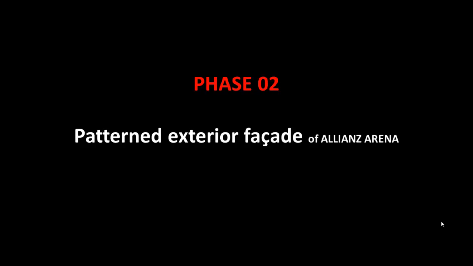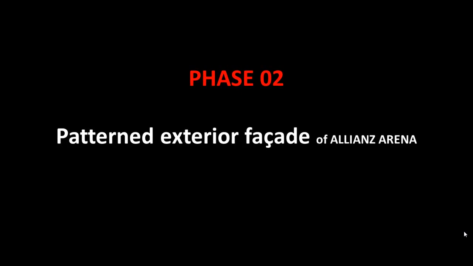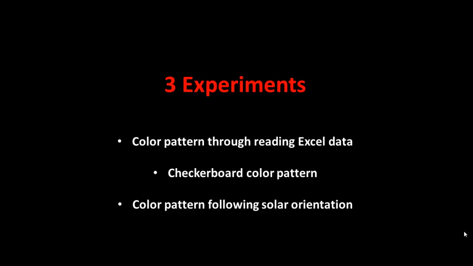In this phase, few sets of code has been created to automate the color changeability of external facade panels. Among 3 experiments, first one is change in color pattern through reading Excel data. Secondly, changing color in checkerboard pattern surface. And thirdly, changing in exterior surface color following solar orientation.